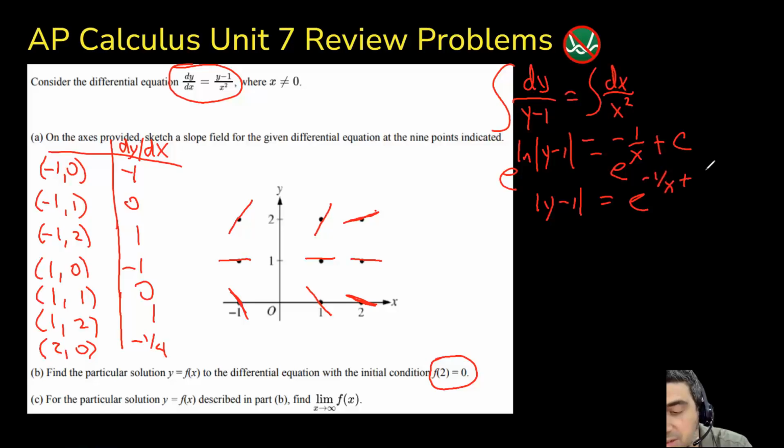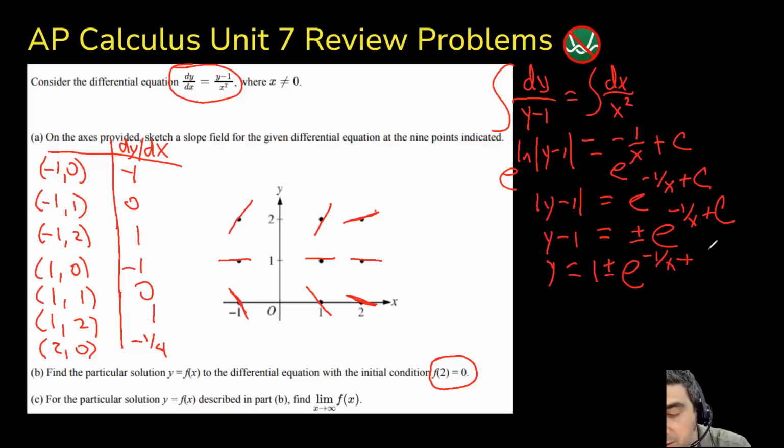Exponentiate both sides. And then you'd have absolute value of y minus 1 equals e to the -1 over x plus c. And I'm going to take off the absolute values. That means the right side could be plus or minus. And then add 1. So y equals 1 plus or minus e to the -1 over x plus c. This is where I'm going to substitute my initial condition, which is essentially the point 2, 0.